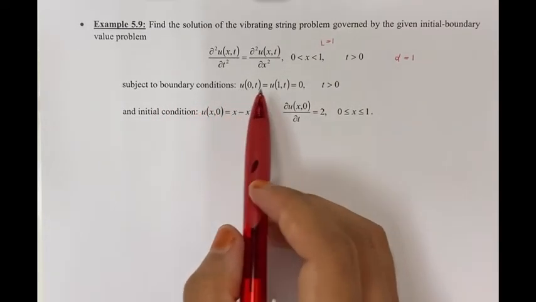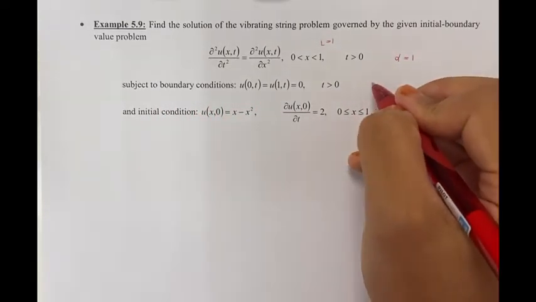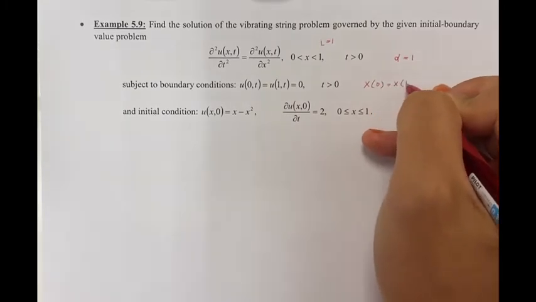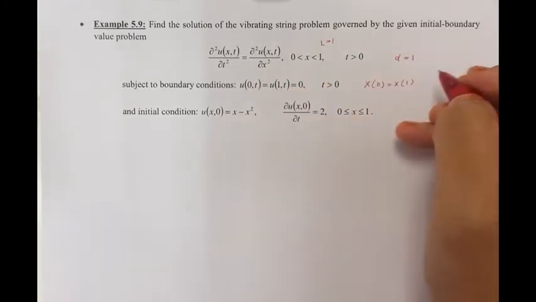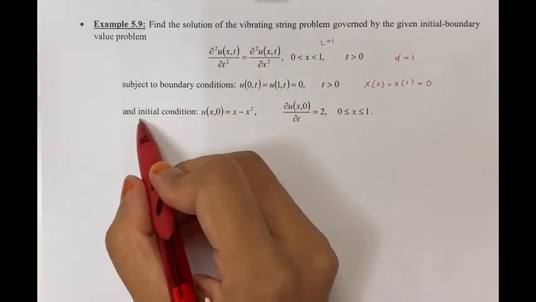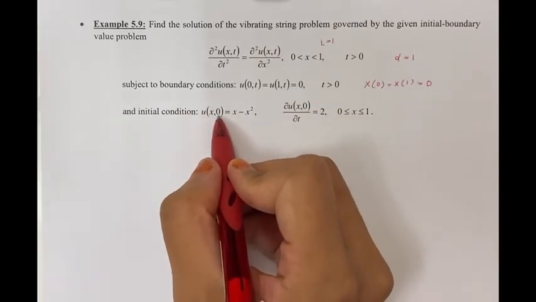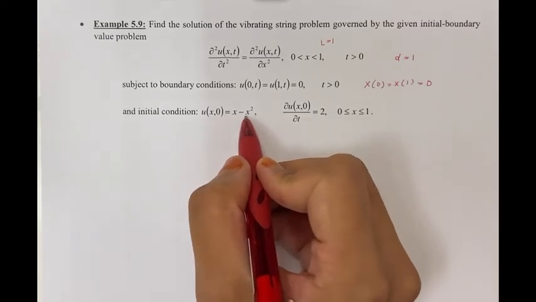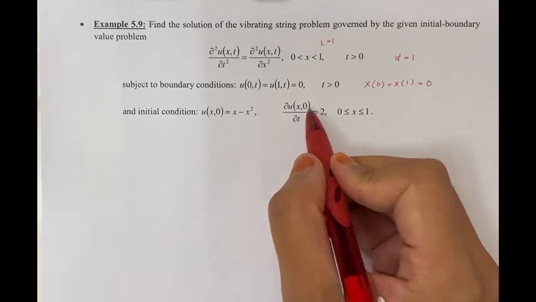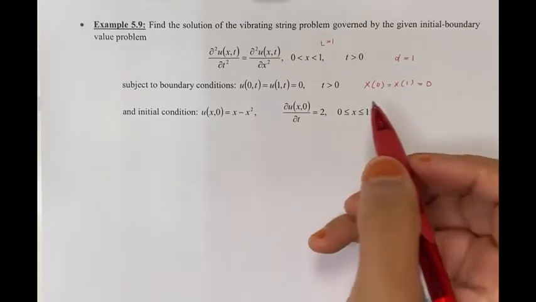Subject to the boundary conditions: u(0,t) and u(1,t) are equal to 0. The initial condition: u(x,t) when t equals 0 is x minus x². And the derivative ∂u/∂t when t equals 0 is 2.